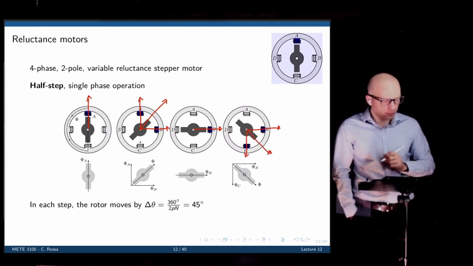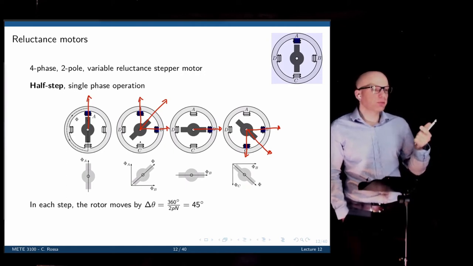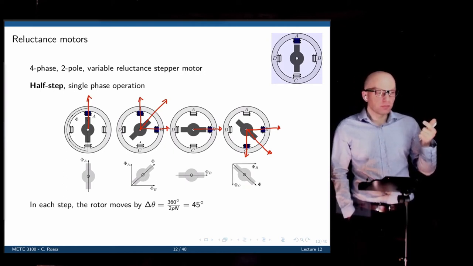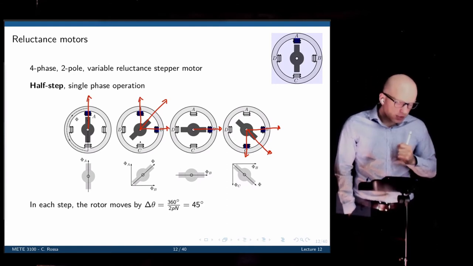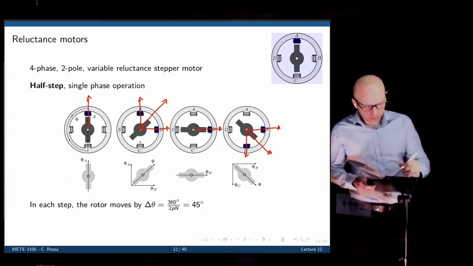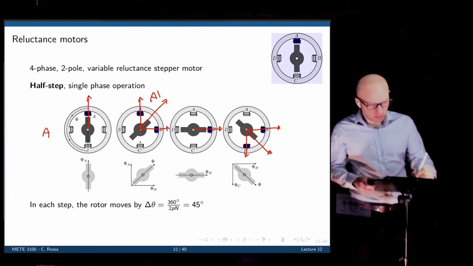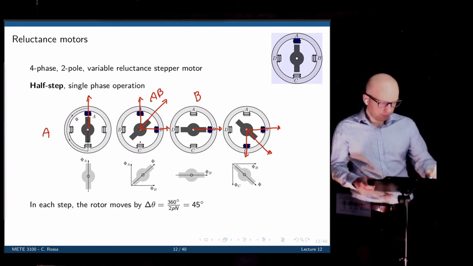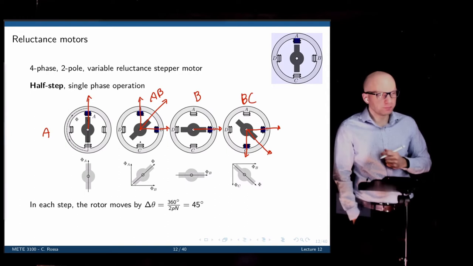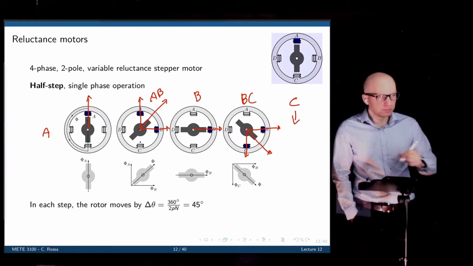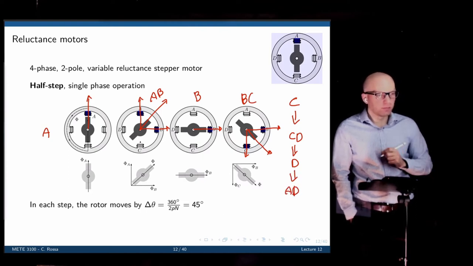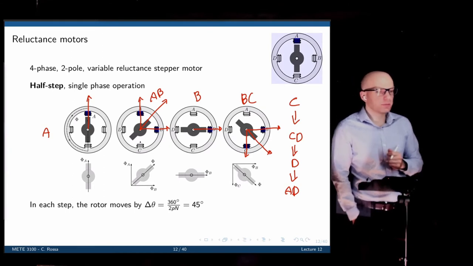What would be the next step? Would be C, and the next one would be... So we go A, B, then B, C, then what is the next one? A, B, B, C, what is the fifth one? It would be C, and then? CD, and then D, and then AD. And then the cycle repeats.